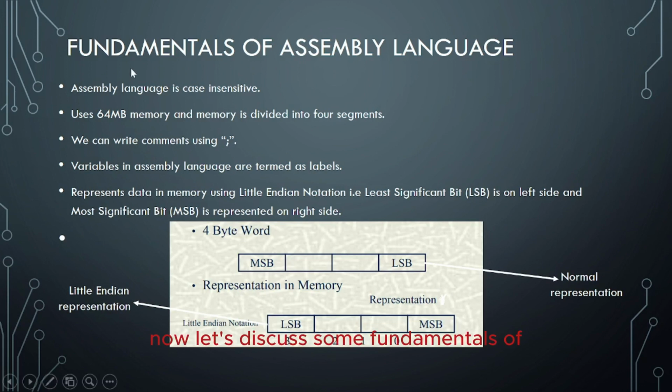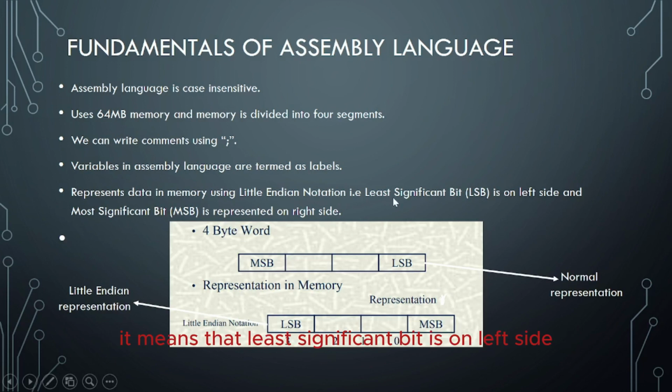Now let's discuss some fundamentals of assembly language. Assembly language is case insensitive. It means you don't need to worry about uppercase or lowercase characters. It uses 64 megabyte memory and memory is divided into 4 segments. We can write comments using semicolon. Variables in assembly language are termed as labels. And assembly language represents data in memory using little endian notation.